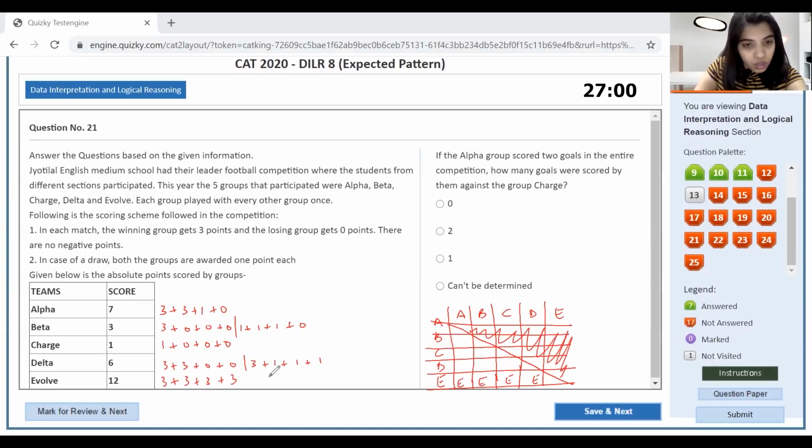Next, what do we know? We know Delta lost at least one match to E, right? So can this be the scenario? No, this can't be the scenario. So this is the correct one.